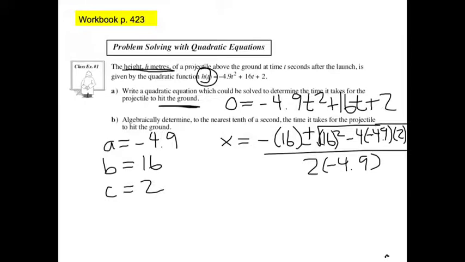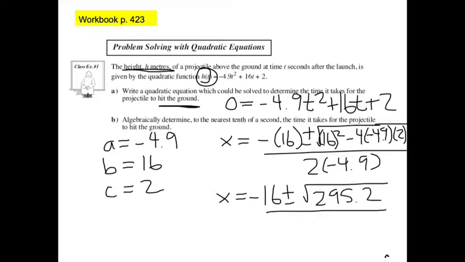If you've worked it out properly, it should look like this. It should be negative 16 plus or minus the square root of 295.2 all over negative 9.8. Now for the answer, don't forget, of course, you're going to split this apart. You have the plus and the minus. You're going to have negative 0.12 and 3.14.